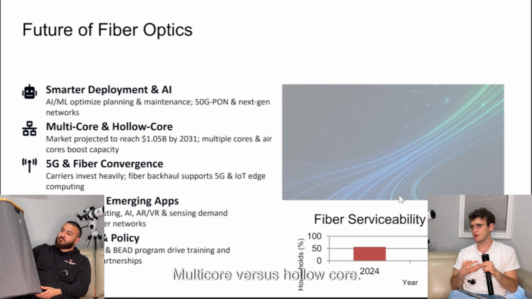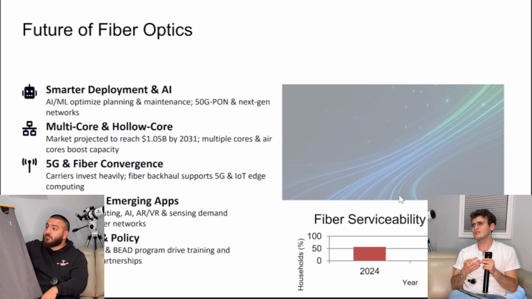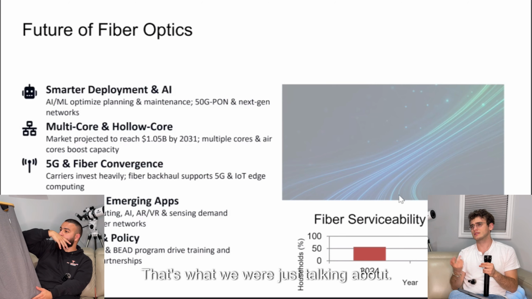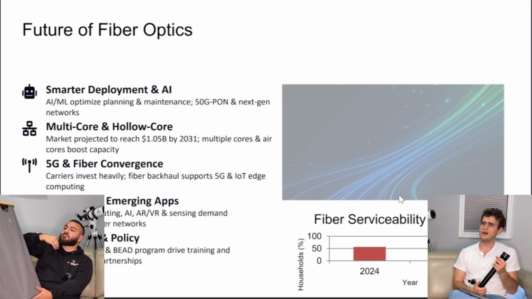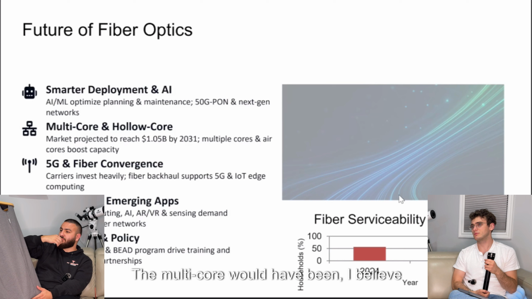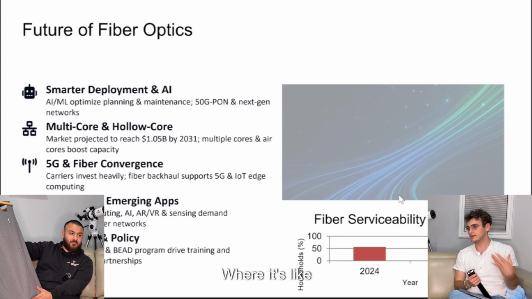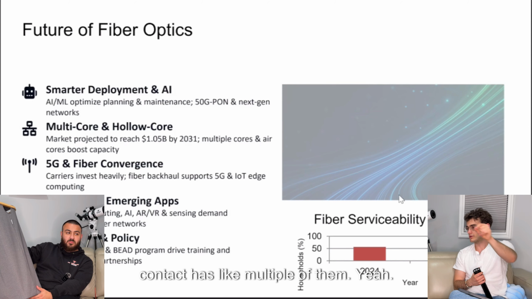Multi-core versus hollow core. Like a hollow point. For each, multi-cores and air cores boost capacity. Oh, okay, that's what we were just talking about. The multi-core, I believe, is what it's trying to refer to, the empty fiber we just looked at. Yeah. Where it has multiple layers. Each cable has multiple of them. Yeah.